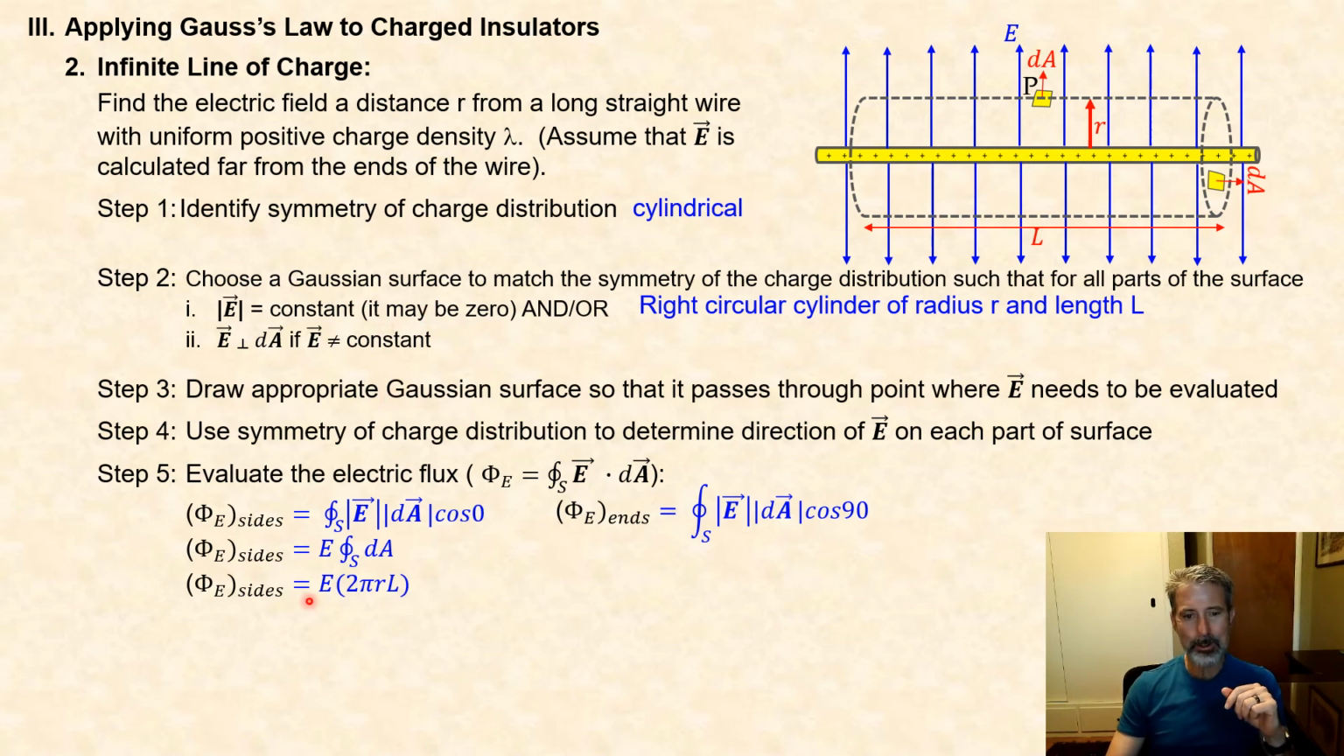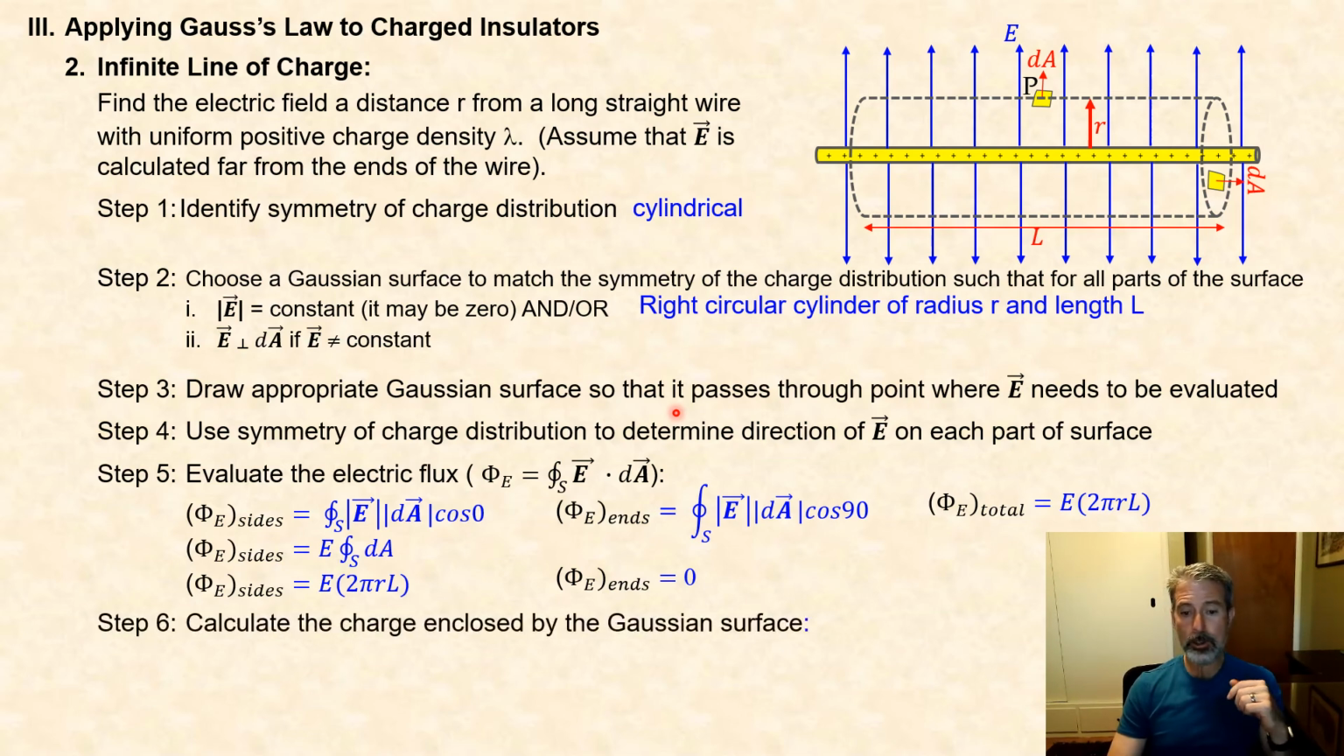The sides of the cylinder meet criteria 1. The electric field was constant in magnitude over the sides. And for the ends of the cylinder, we meet criteria 2. The electric field being perpendicular to dA, no flux through that portion of the surface. The flux is therefore zero. So our total flux then is just equal to the flux of the sides.